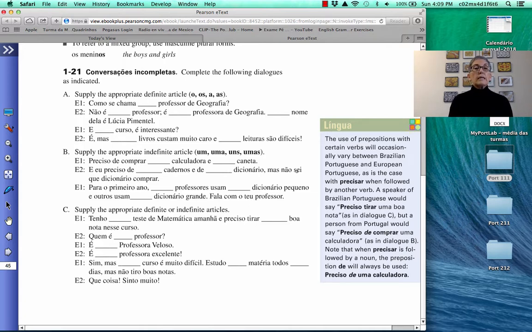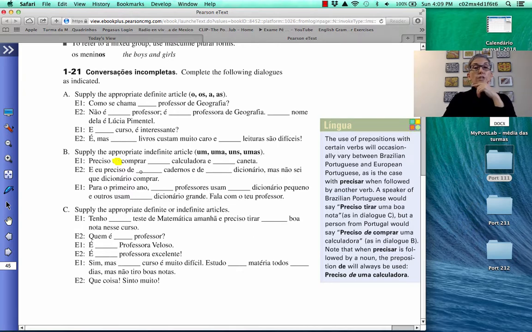Supply the appropriate indefinite article now. So, preciso de comprar. So, I need to buy. Preciso comprar. You shouldn't have this here. Remember that I told you when you use a verb, you don't use the preposition de, ok? Preciso comprar uma calculadora e uma caneta, né? I need to buy a calculator and a pen.